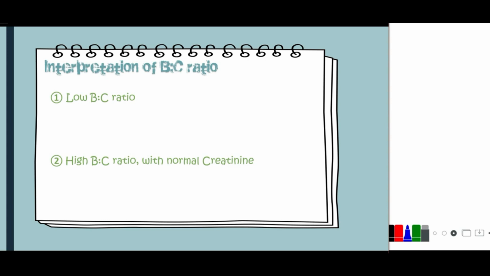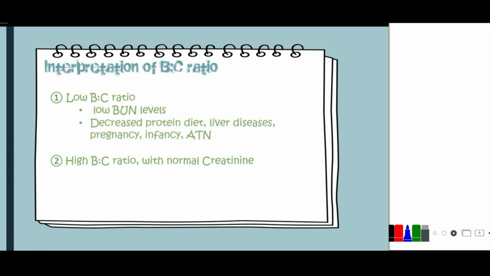So, the first result here would be a low BC ratio. So, lower than 10 to 20 is to 1. So, as what I've mentioned, since the BC ratio is primarily affected by BUN, a low BC ratio is primarily because there is low BUN level. So, conditions that result to low BC ratio include those conditions resulting to low BUN levels. So, this decreases in cases of decreased protein diet, liver diseases, pregnancy, infancy, and acute tubular necrosis.